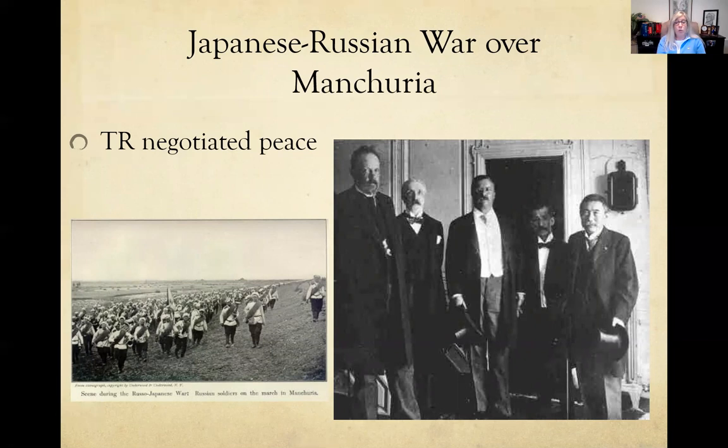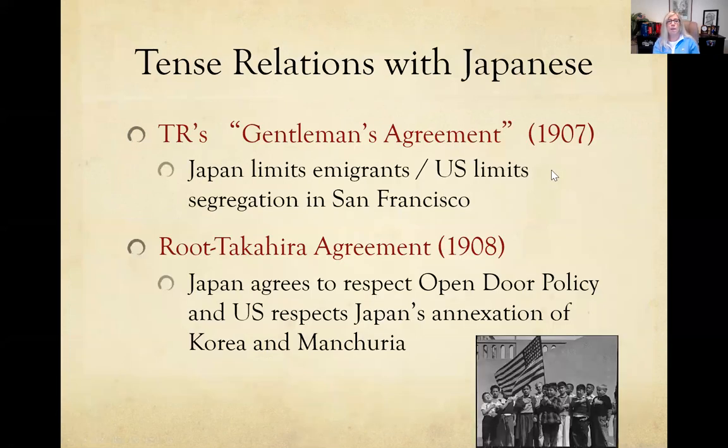Similarly to what Roosevelt did during the coal strike, he brings representatives from both sides to the White House, gets them to sit down, and creates a negotiated settlement that divides this up. Roosevelt ends up winning the Nobel Peace Prize for his role in bringing about peace between Japan and Russia. So keep in mind that Roosevelt, who we will see becomes more aggressive as time goes on, wins the Nobel Peace Prize. He is the first American to do that, with his role here in negotiating peace in Manchuria.